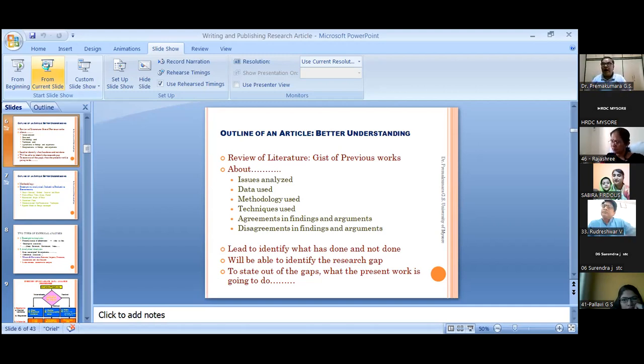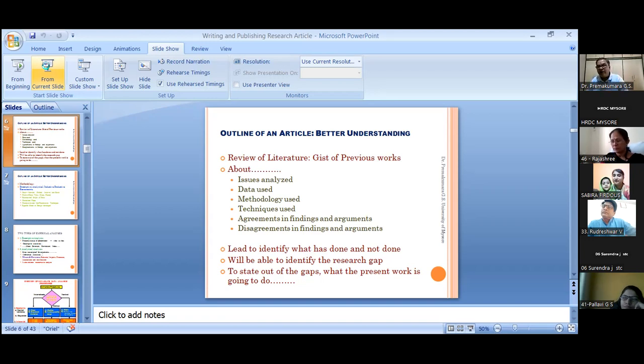You should have a stand while writing a research article, a strong stand. Yes, I will prove this. Yes, I will disprove this. This is how systematically you make your case. So review of literature is so important because it leads you to identify what has been done in previous research work and what has not been done.